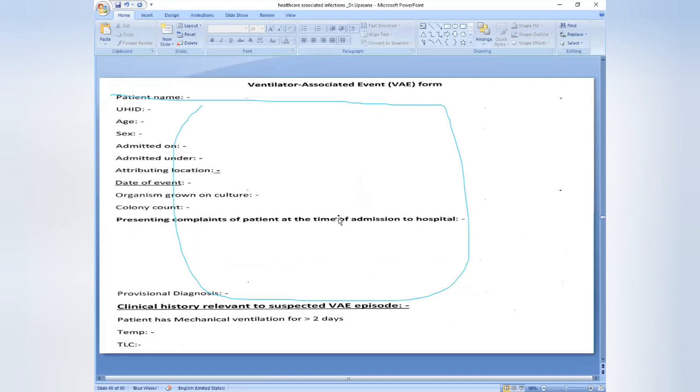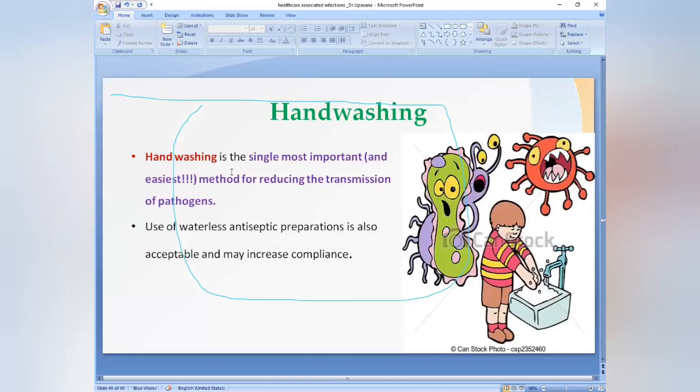Patient, what were the chief complaints of the patient? What was the provisional diagnosis? Name of the organism, what was the colony forming unit? And what was the specimen taken, whether it was a bowel sample, whether it is ET secretion or whether it is any bronchial washings. Again, the prerequisites: hand washing, standard precautions, hand washing has to be there.